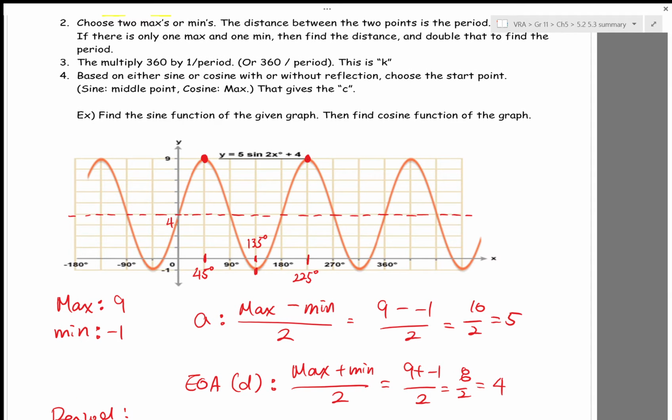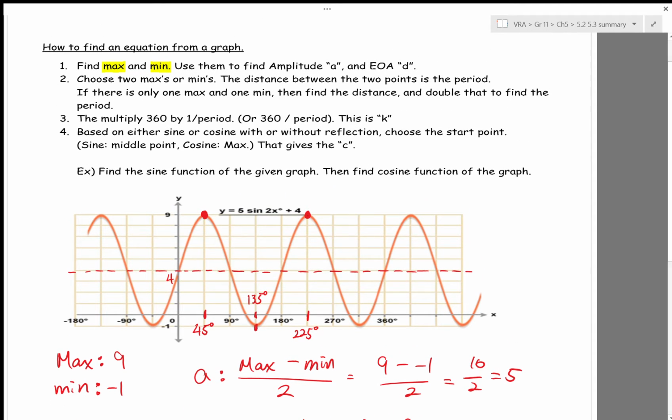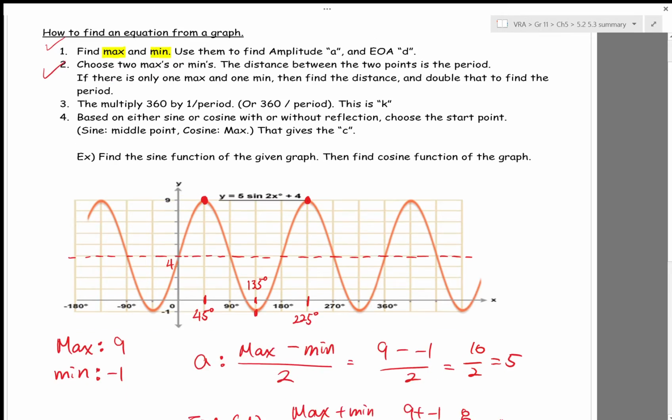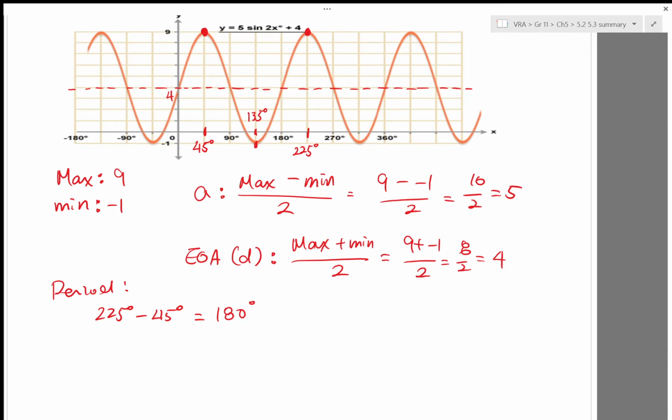Now, we have done number 1, then we have done number 2. So we then have to multiply 360 by 1 over the period, and that gives us the K. So 360 times 1 over the period, and that gives me 360 over 180, so that is 2. So this is my K value. So we have found A, K, D. Well, now we have to find the C.